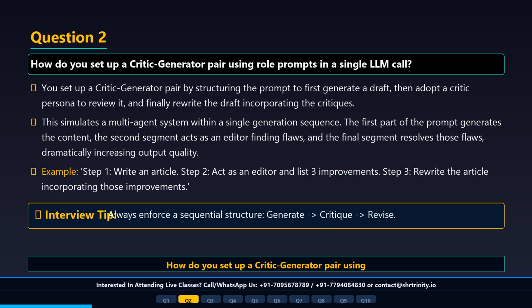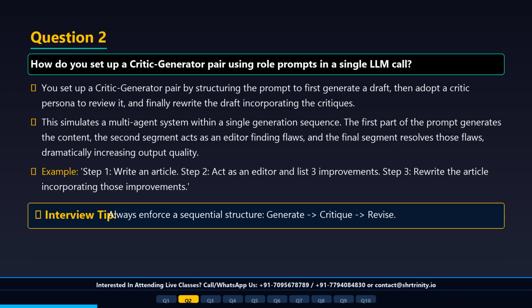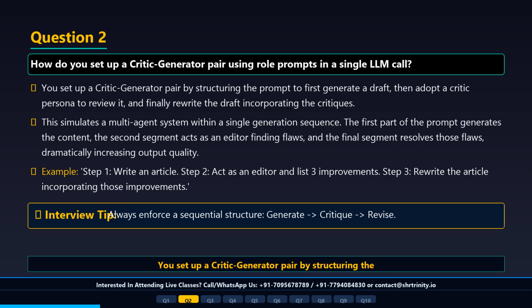Question 2. How do you set up a critic-generator pair using role prompts in a single LLM call? You set up a critic generator pair by structuring the prompt to first generate a draft, then adopt a critic persona to review it, and finally rewrite the draft incorporating the critiques. This simulates a multi-agent system within a single generation sequence.